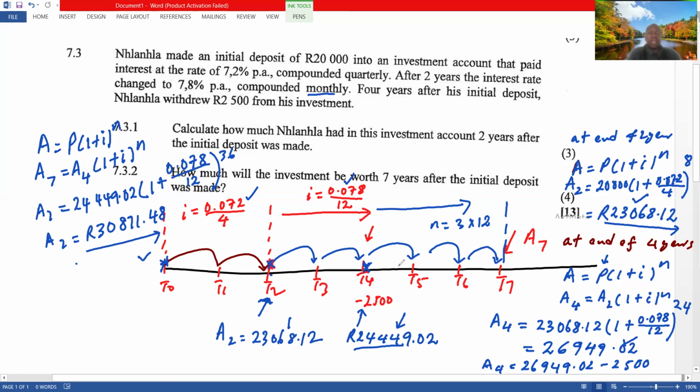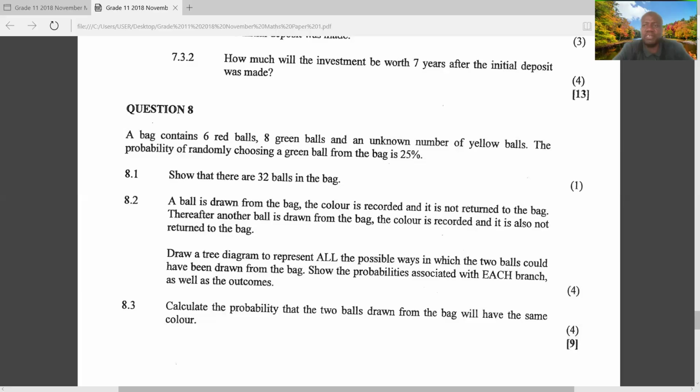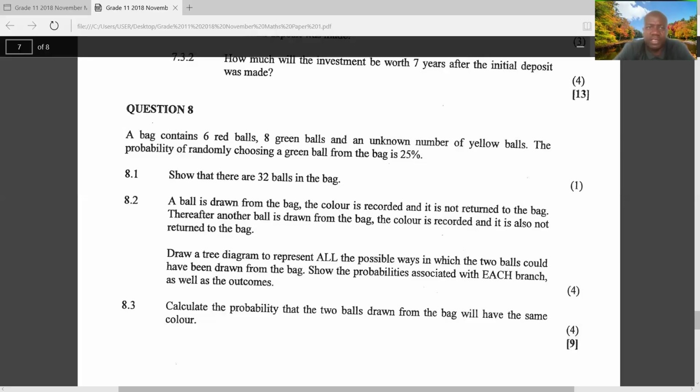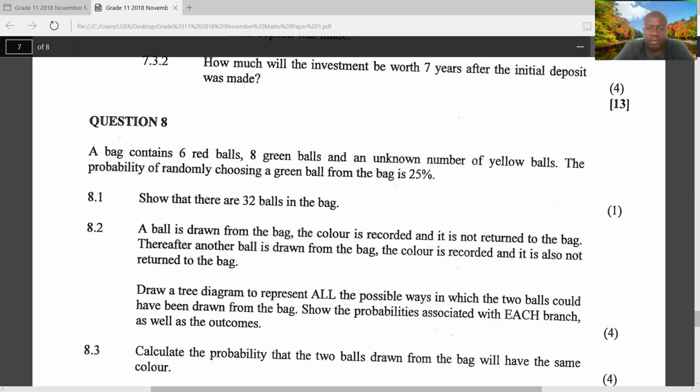Right, without wasting time, ladies and gentlemen, let's now continue and look at the next question. Right. In the next question, what do we have? Let me just go to the original question paper. Question 8, this is probability. Let me try to zoom it a bit. In question 8, we have probability.